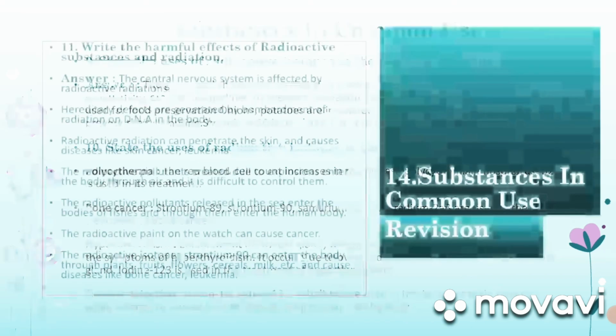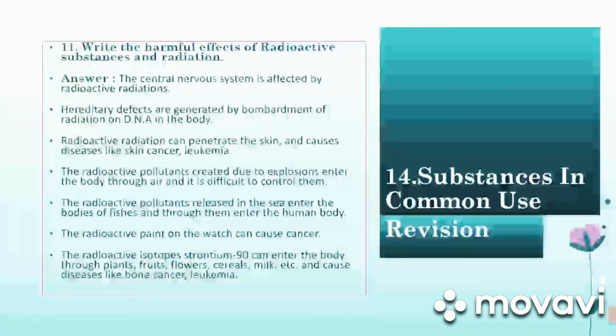Question 11. Write the harmful effects of radioactive substances and radiation. The central nervous system is affected by radioactive radiations. Hereditary defects are generated by bombardment of radiation on DNA in the body. Radioactive radiation can penetrate the skin and cause diseases like skin cancer and leukemia. The radioactive pollutants created due to explosions enter the body through air and it is difficult to control them. The radioactive pollutants released in the sea enter the bodies of fishes and through them enter the human body.